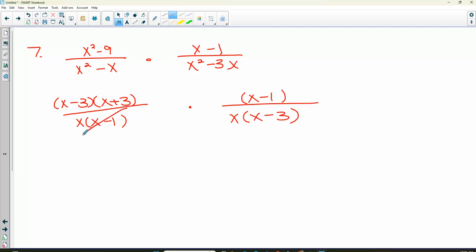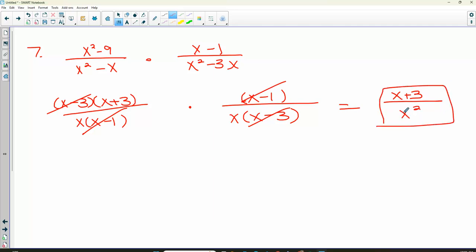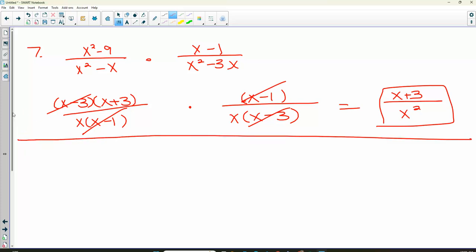Since x minus 1 is on top and bottom, it can cancel. It doesn't matter if it's in the same fraction or different ones. Same thing with the x minus 3's. So then if you just multiply across, all that's left on the top is x plus 3. All that's left on the bottom, x times x, is x squared. Make sure you are correcting it if you had a mistake. If you have a question as we go through, please speak up.